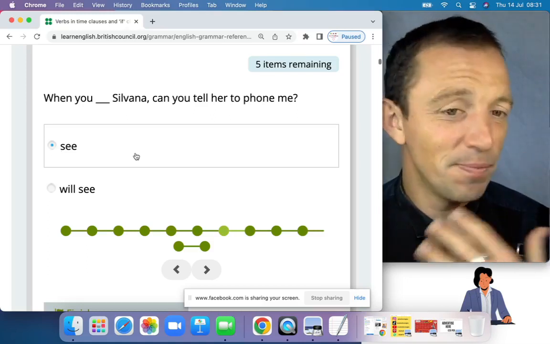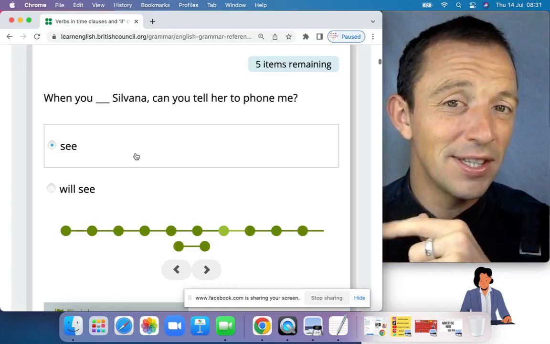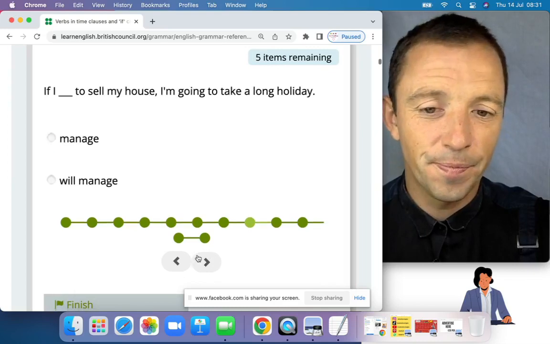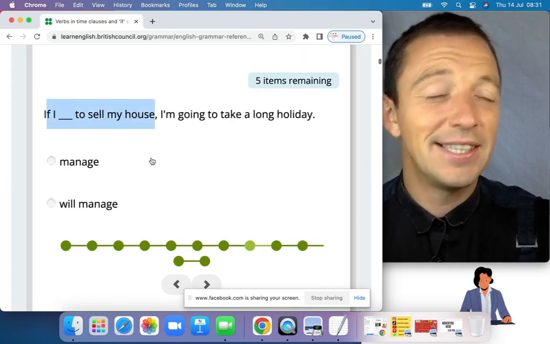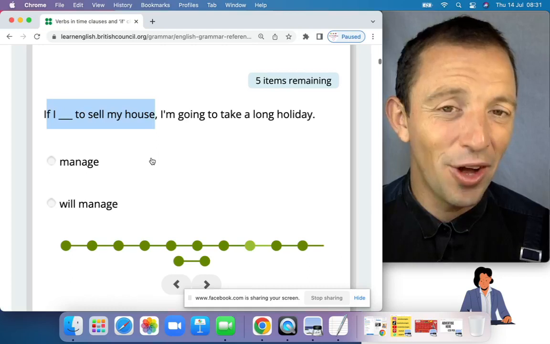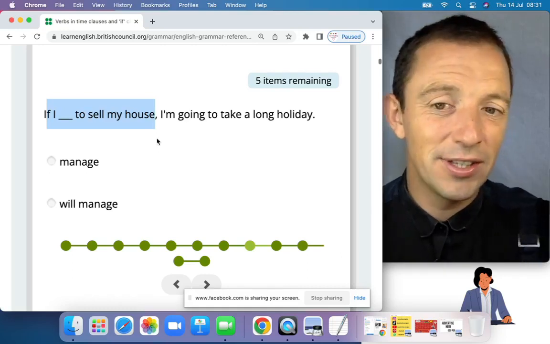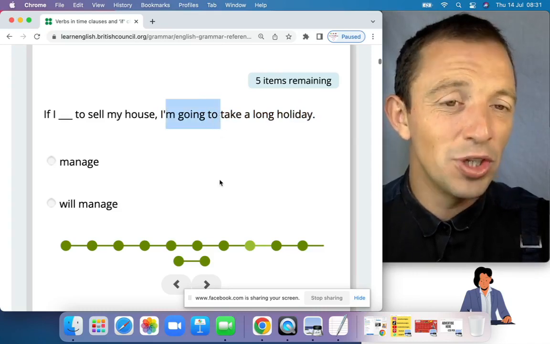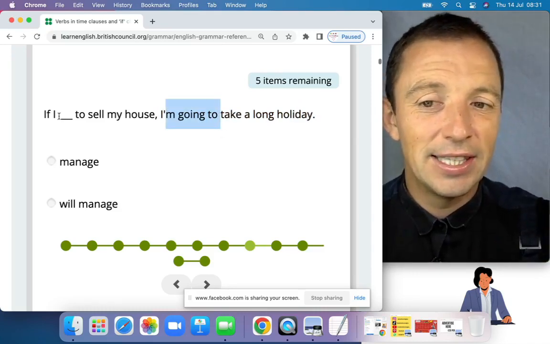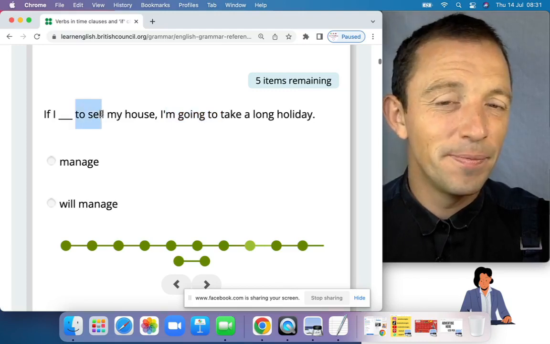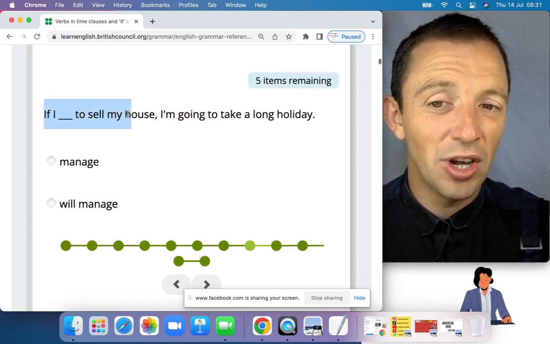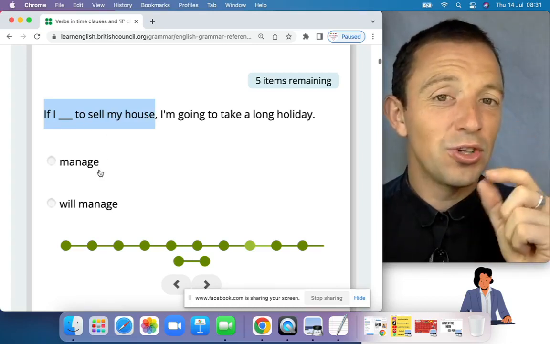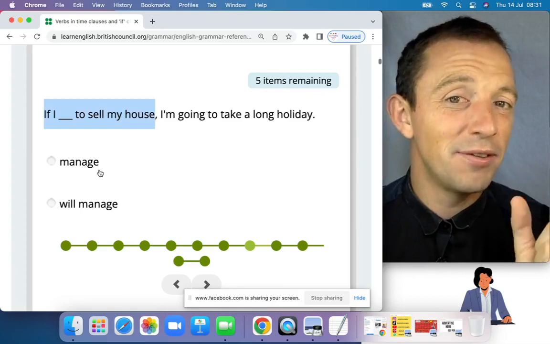In conversation, there's no problem between the two. It's possible to say the second example in conversation as well. Let's continue. If. This typically represents the conditional clause, and the second clause, I'm going to take a long holiday. And that's probably the future. I am going to take a long holiday. And the verb is to sell my house. Conditional clause. If I manage, normally in the conditional clause, we use the present tense to express the future.